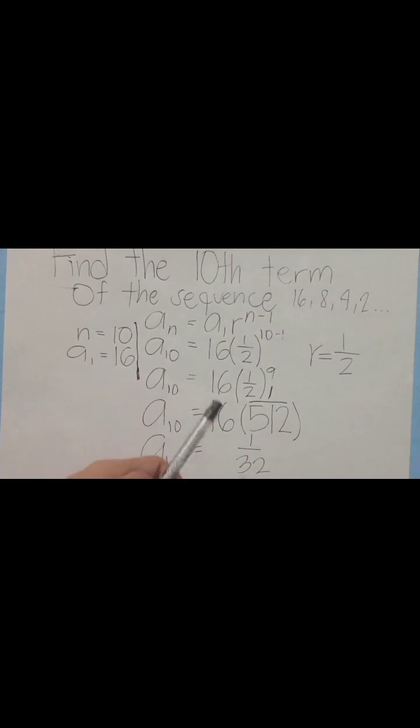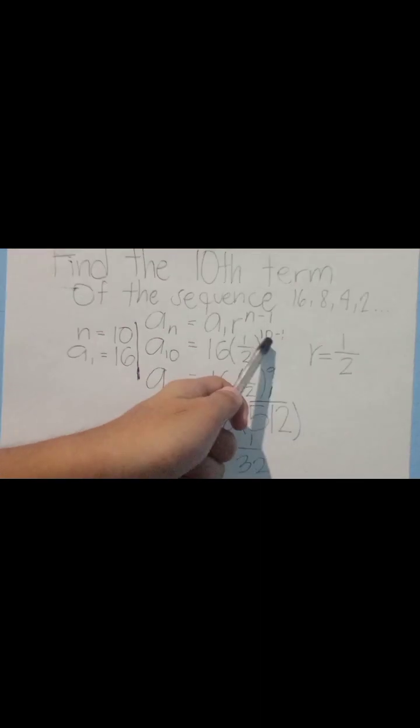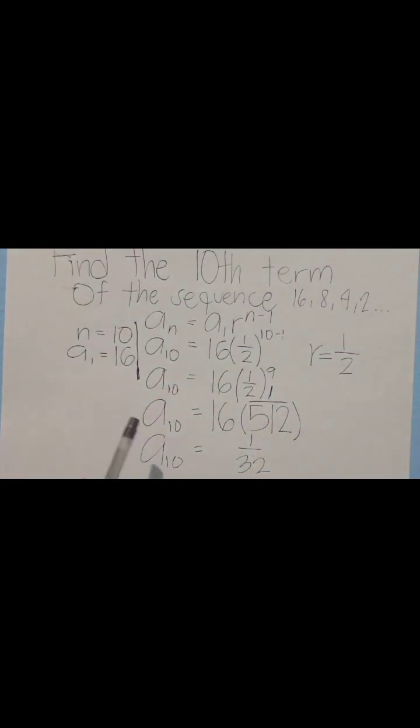So, a sub 10 is equal to 16 times 1/2 raised to 9, since 10 minus 1 is equal to 9. A sub 10 is equal to 16 times 1/2 raised to 9, which is 16 over 512, and a sub 10 is equal to 1 over 32. That is how easy it is to find the missing term using the geometric formula. And next time, guys, I'm going to show and demonstrate more of this type of problem.